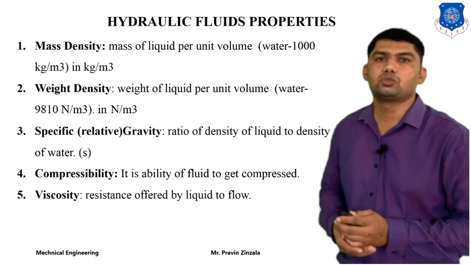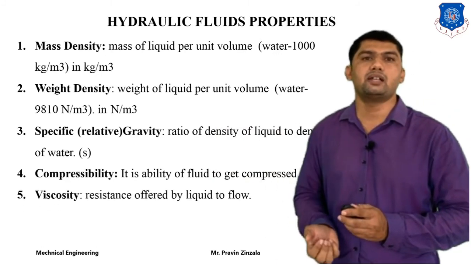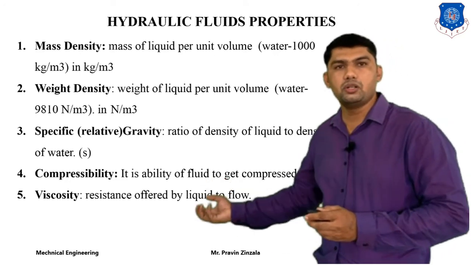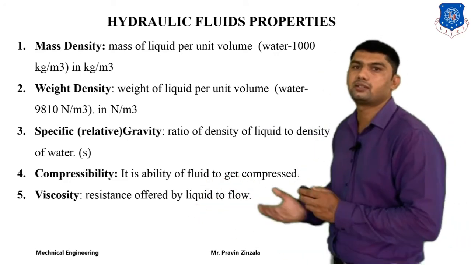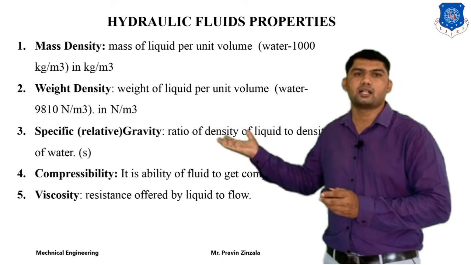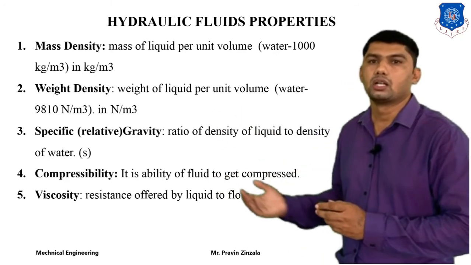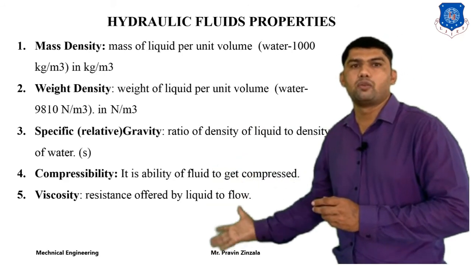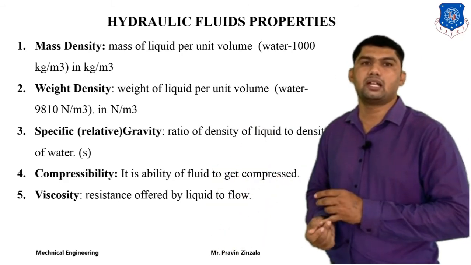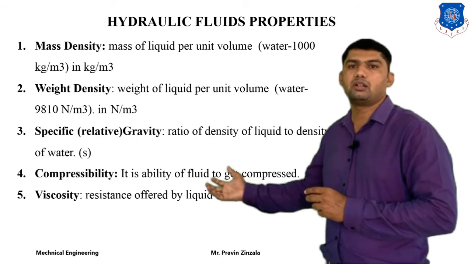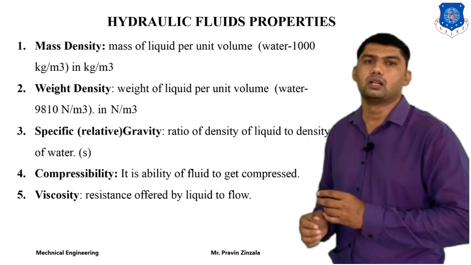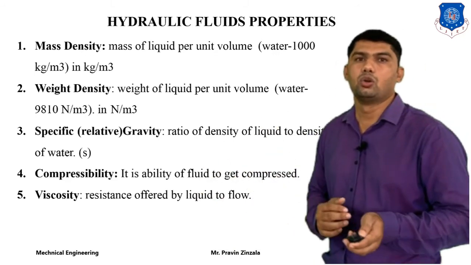Next is viscosity, the resistance offered by a liquid to flow. It is the most important property for a hydraulic system. If the viscosity is higher, the resistance will be higher and output will be lower. If the viscosity is lower, there will be no comparable output. So according to requirement, viscosity should be stable, not too high or too low.